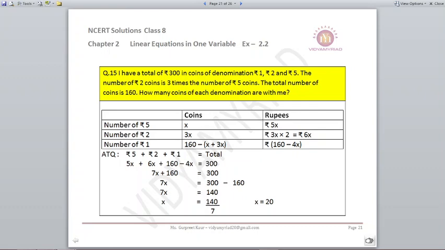Now these are the denominations for the coins. Let us convert it into rupees. How? x will represent rupees 5, so 5x. 3x will be multiplied by 2, so rupees 6x. And same way it will be 160 minus 4x, that is for rupee 1. Their total comes out to be 300. So 5x plus 6x plus 160 minus 4x is equal to 300. Find the value of x. x comes out to be 20.